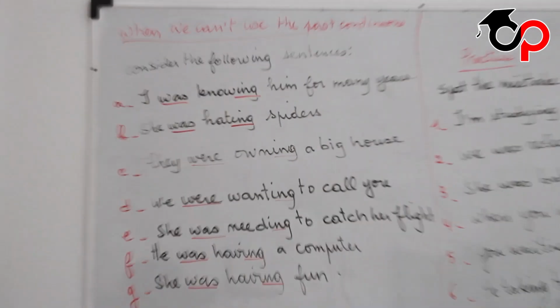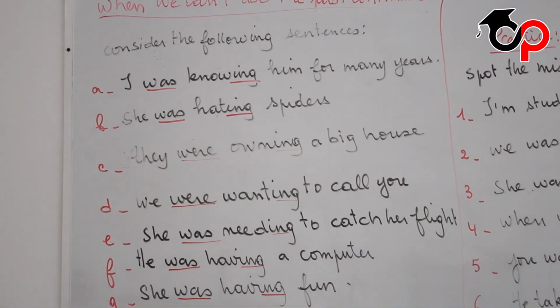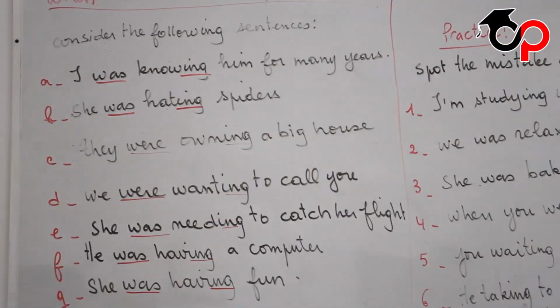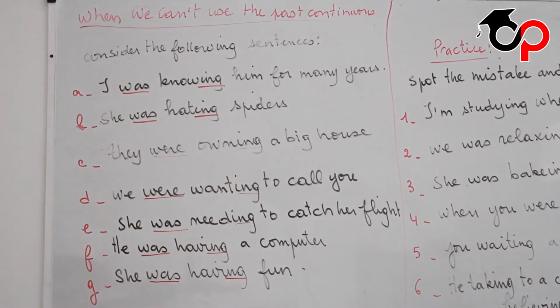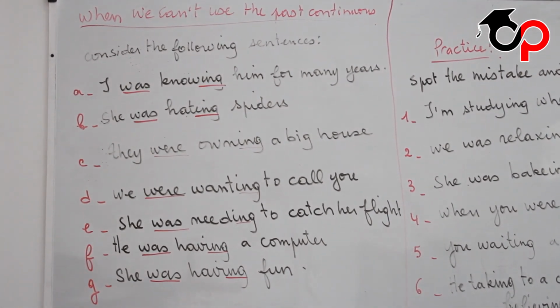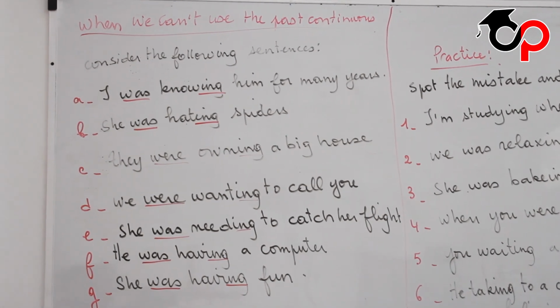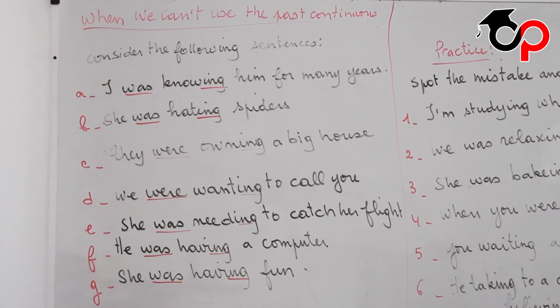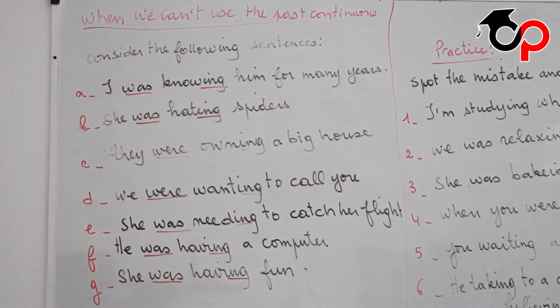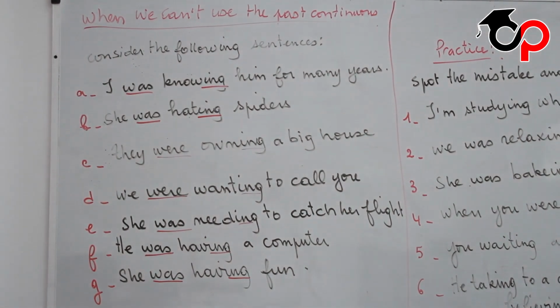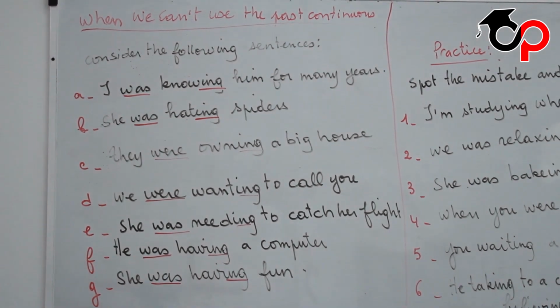Now let's see when we can't use the past continuous tense. Consider the following examples. Sentence number 1. I was knowing him for many years. Well, in this sentence, it's wrong to say I was knowing, because the verb to know is a stative verb. It is not an action verb. It is a stative verb. So we cannot use the ing form with this verb.